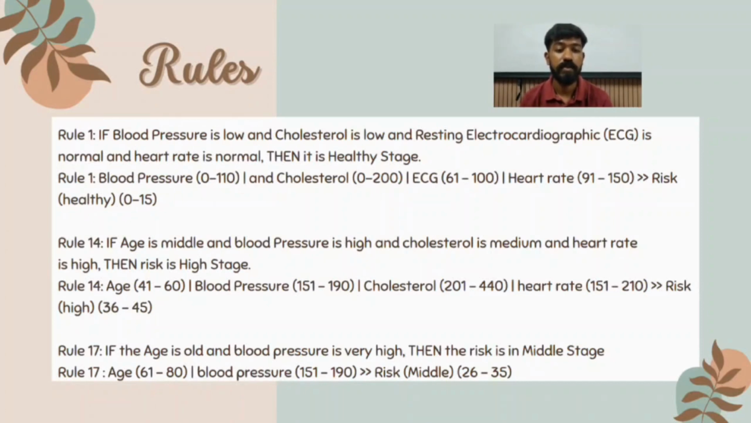Next is the last example, rule 17. If the age is old and the blood pressure is very high, then the risk is middle stage. The age is old, so the range will be 61 to 80, and the blood pressure is very high, the range for the very high is 151 to 190. Then the risk will be the middle stage. The middle stage risk range is 26 to 35. So these are some of the rules we implemented in the project.